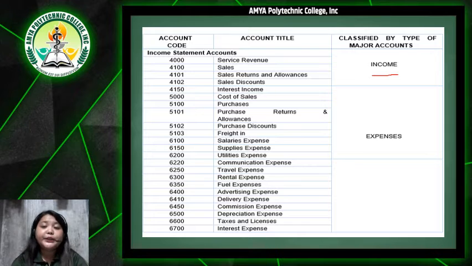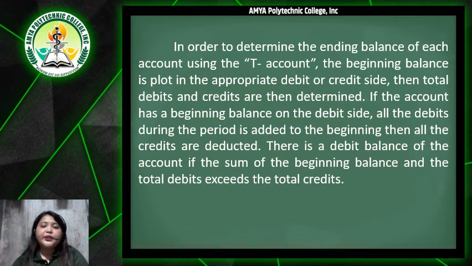So, in order to determine the ending balance of each account using the T account, the beginning balance is plotted in the appropriate debit or credit side. Then the total debits and credits are determined. If the account has a beginning balance on the debit side, all the debits during the period are added to the beginning balance, then all the credits are deducted. So this is a debit balance of the account if the sum of the beginning balance and the total debits exceeds the total credits.